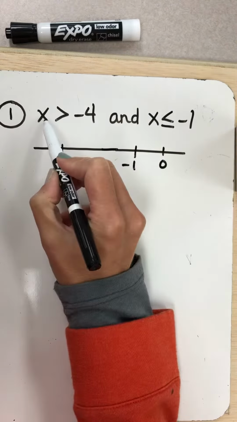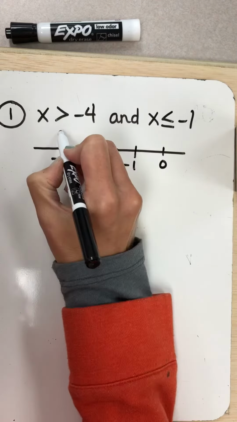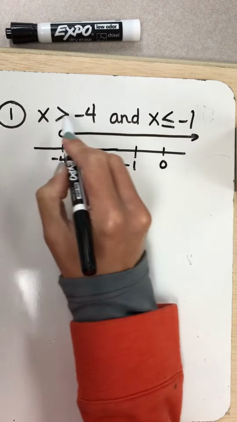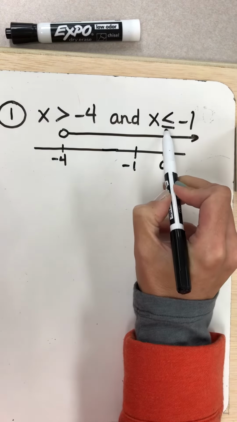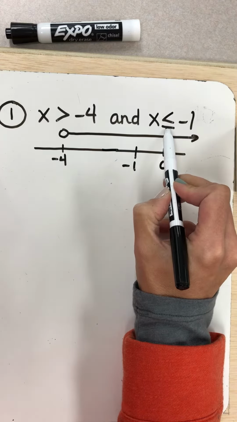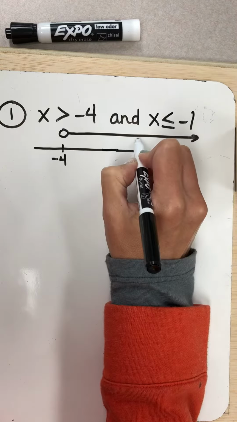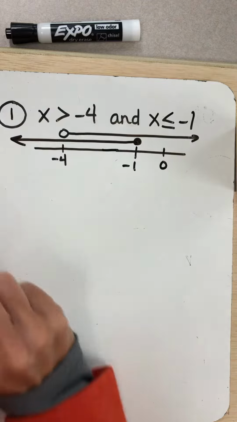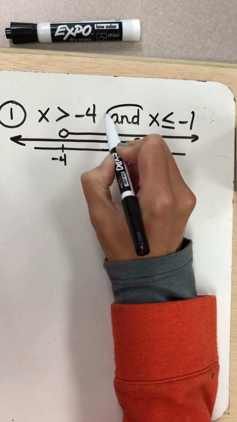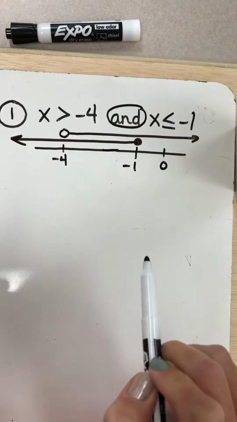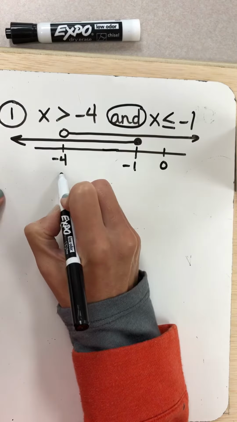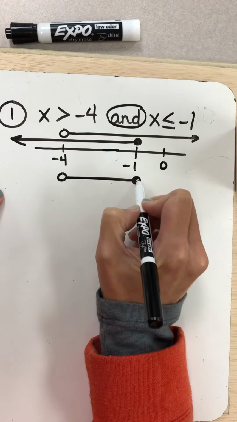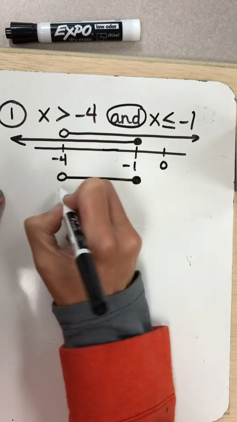Okay, so x has to be bigger than -4. So that means all of these values will make this true. But I also have to have x less than or equal to -1. So I have to have all of these values. That's going to work for that. Since this is "and," I need where these intersect. Well, that's going to be at -4 all the way up here to -1.